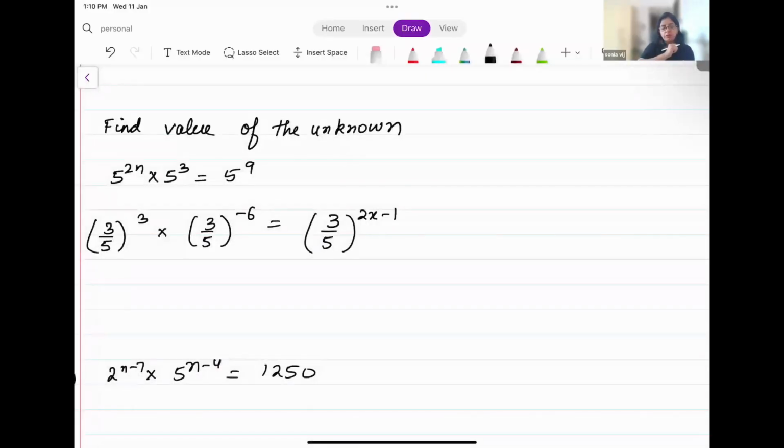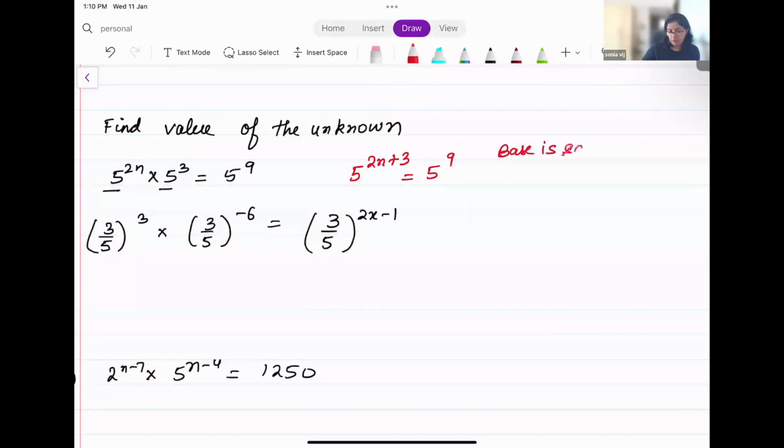Now, the next type of questions that are usually asked are like this, in which the base is same and the power is having an unknown value. What do we do in this? Now, first we apply the laws. 5 is same. So we apply the law. It becomes 2n plus 3 is equal to 5 to the power 9. Now, since the base is same, so power will be same.